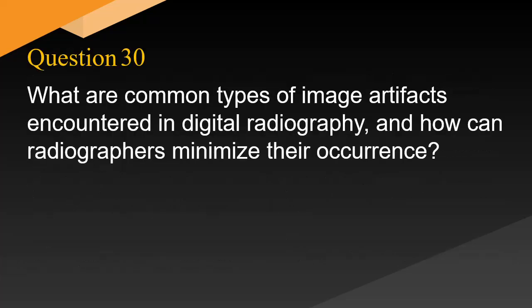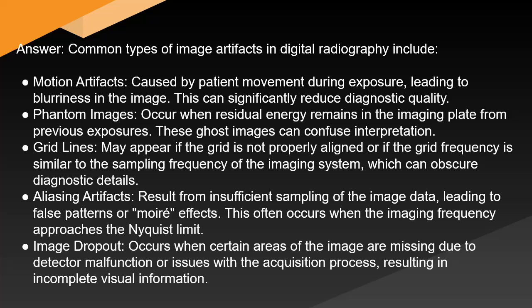What are common types of image artifacts encountered in digital radiography, and how can radiographers minimize their occurrence? Answer: Common types of image artifacts in digital radiography include motion artifacts, caused by patient movement during exposure, leading to blurriness in the image. This can significantly reduce diagnostic quality. Phantom images occur when residual energy remains in the imaging plate from previous exposures. These ghost images can confuse interpretation.